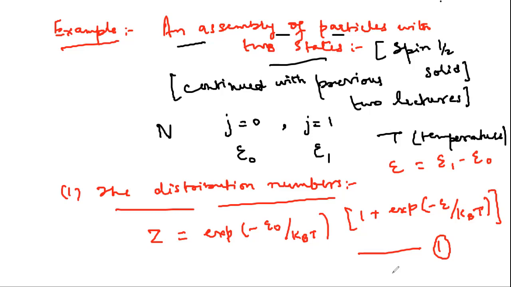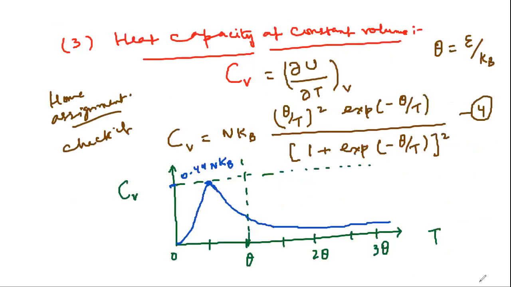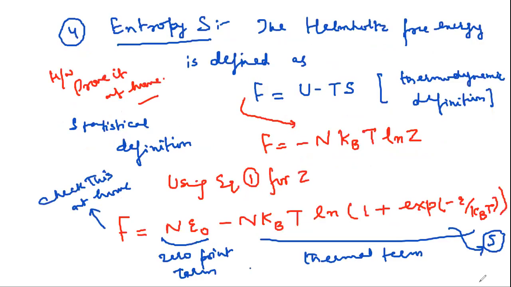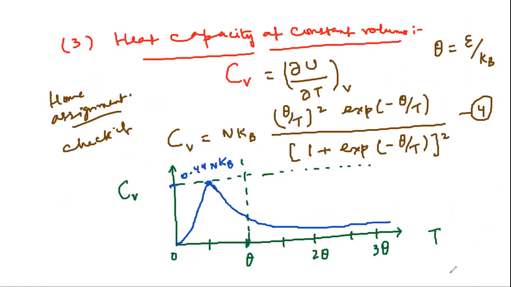We used the ideas which we have learned in the previous lectures. What is the partition function? And in this example, we understood how to write the partition function for this assembly, then how to obtain the distribution numbers, how to obtain the internal energy, then how to obtain the heat capacity at constant volume, and how to obtain the entropy of the system. This was our example to illustrate these things. Now I will remind you of your assignments.